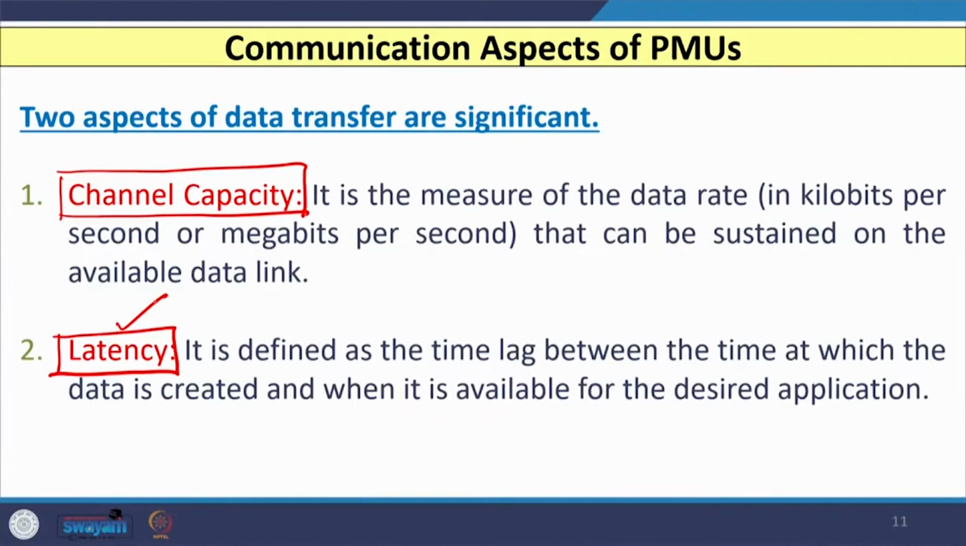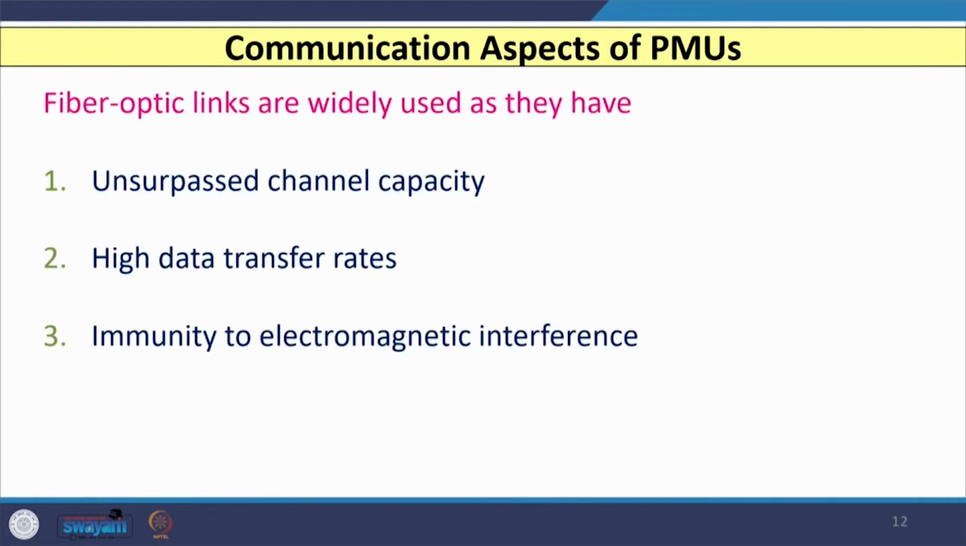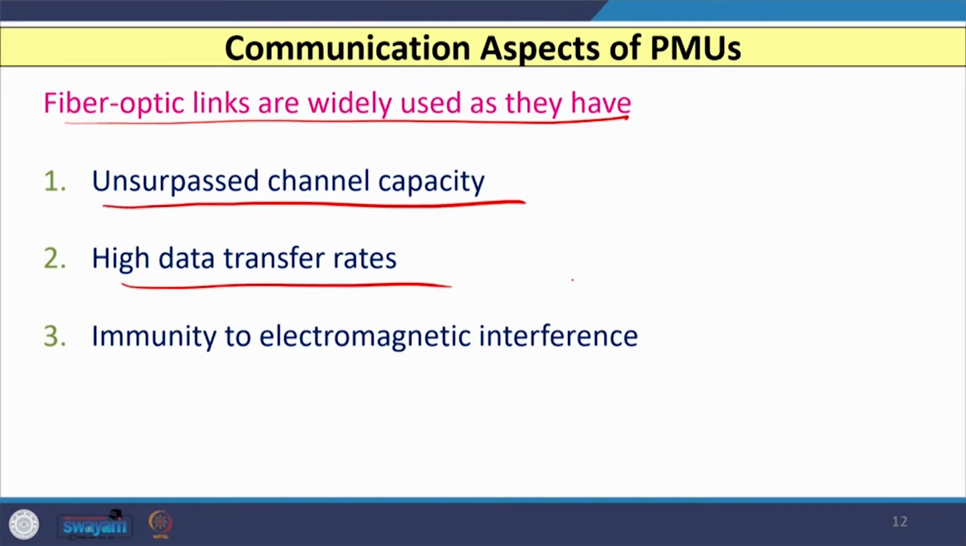So, these two aspects are very important as far as the data transfer is concerned in the phasor measurement units. Normally, in most of the cases fiber optic links or cables are used because they have several advantages, such as unsurpassed channel capacity, high transfer data rates, and they remain immune to EMI, that is electromagnetic interference, and that is why in most of the cases fiber optic cables are used.